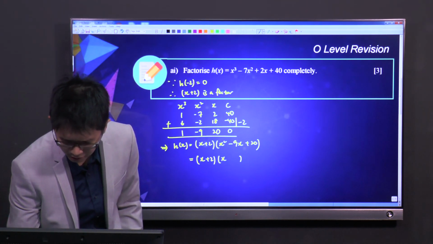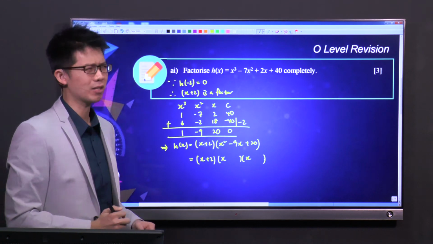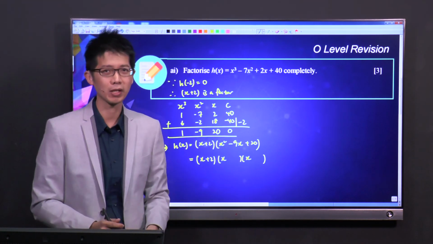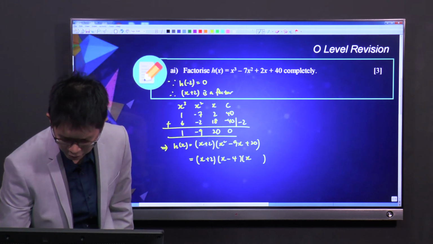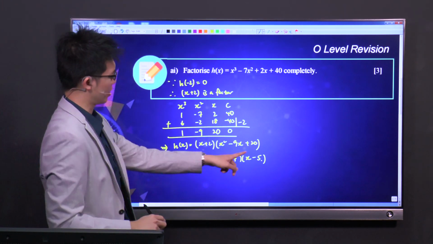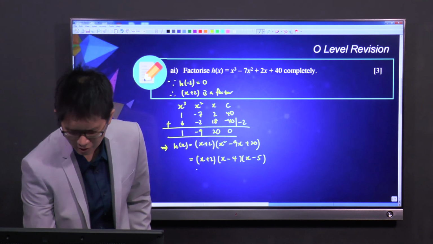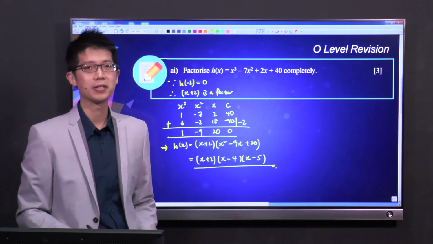We have x and yet another x. Something times something is 20, and somehow it gives me 9. I think 4 and 5 sounds like a great idea. So -4 and -5 give me positive 20, and at the same time negative 9. So there you go. This is completely factorized already.